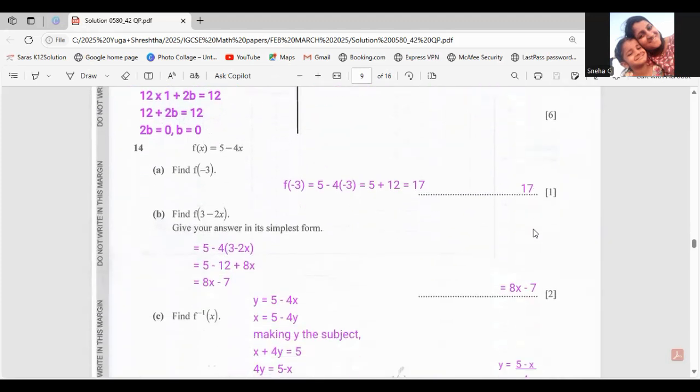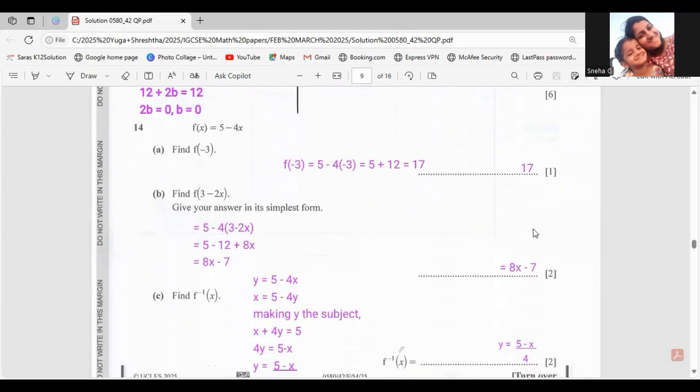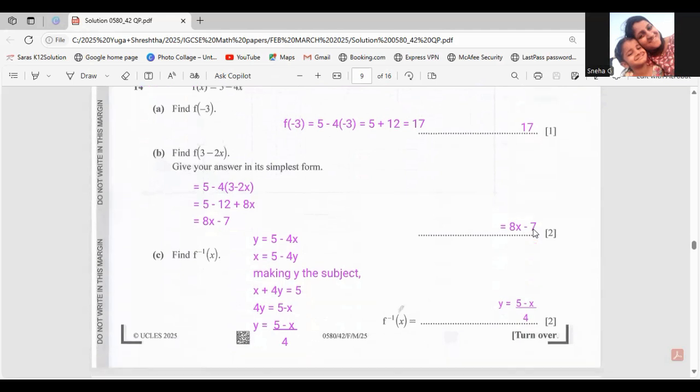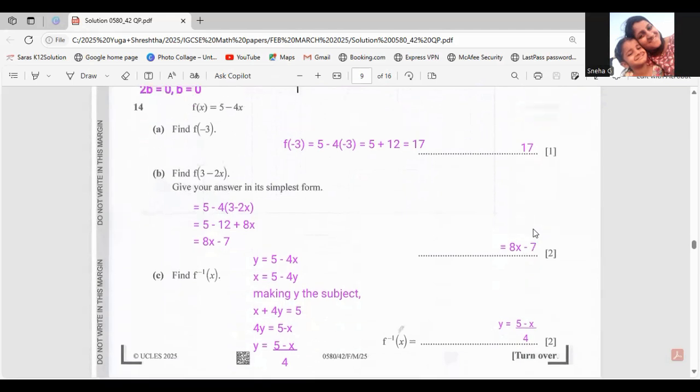Then I scroll down further to question number 14. It's a functions question. f of x is given as 5 minus 4x. You have to find the value of f of minus 3. You substitute x as minus 3 and solve the given equation. You get an answer of 17.